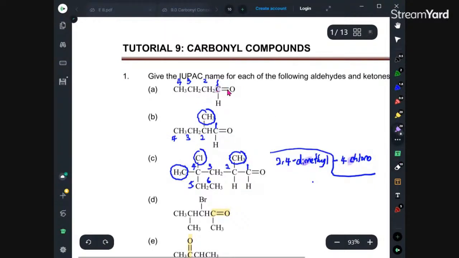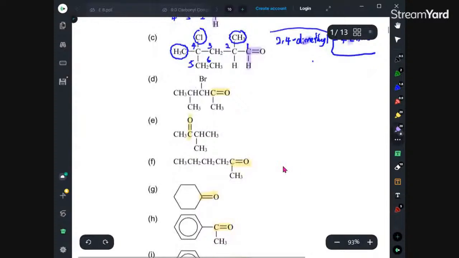The functional group is still the same, which is carbonyl. Aldehyde and ketone are isomeric compounds. Okay, let's check for D.